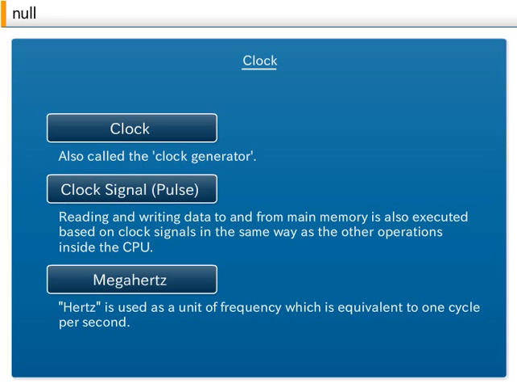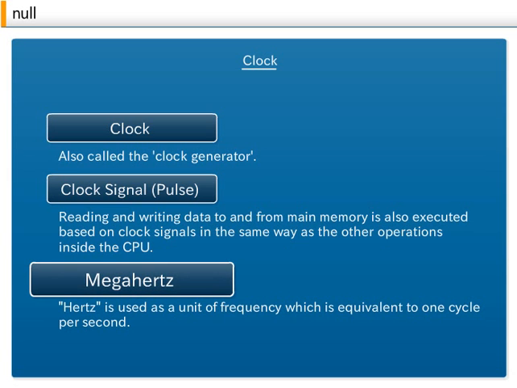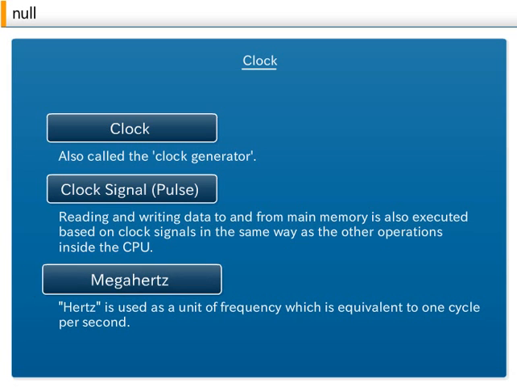In general, if the clock signal is slow, then the computer's operation will be slow. The speed of the clock signal is called the clock frequency, and megahertz units are generally used to express it. For example, a 1 GHz CPU microprocessor generates 1 billion clock signals per second.